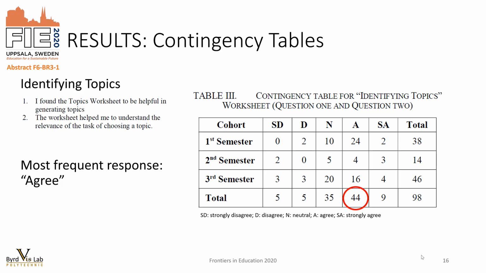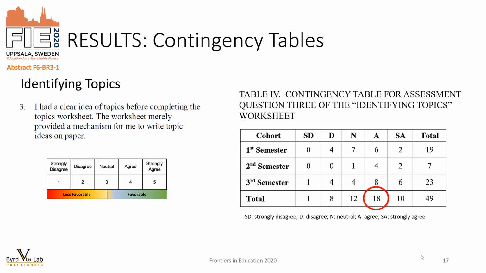The most frequent response is agree, which suggests that most students agree that they find the topics worksheet to be helpful in generating topics. The worksheet helps students to understand the relevance of the task of choosing a topic. Table 4 shows the contingency table for assessment question 3 of the identifying topics worksheet. The most favorable response was agree, which suggests that students had a clear idea of topics before completing the worksheets.